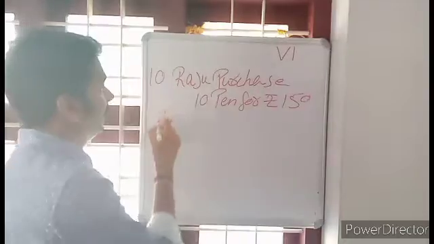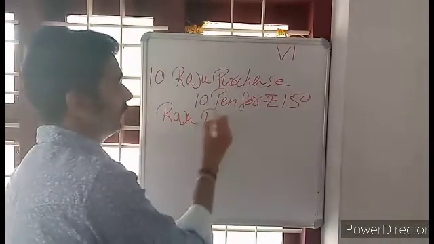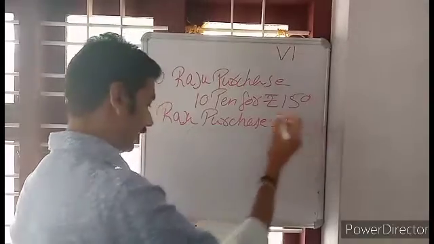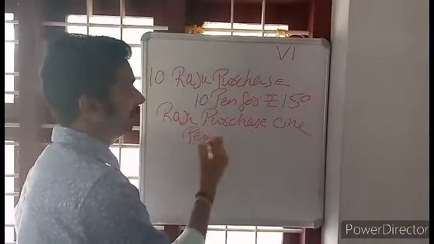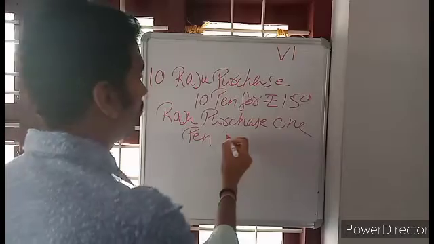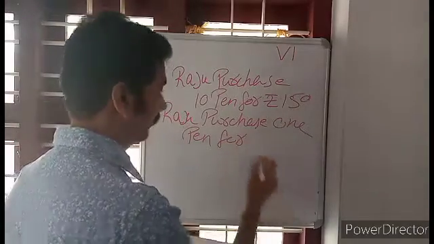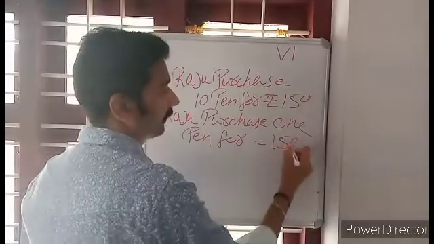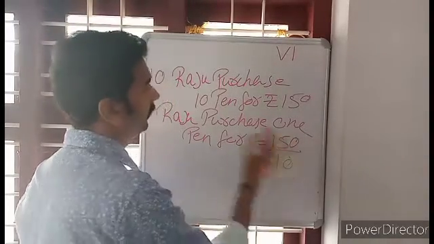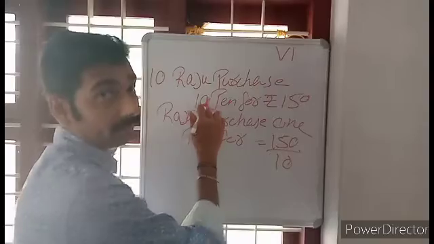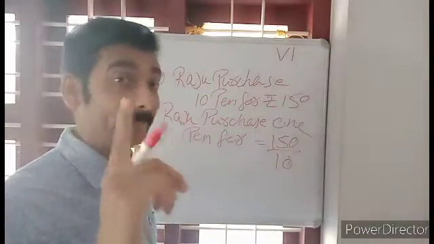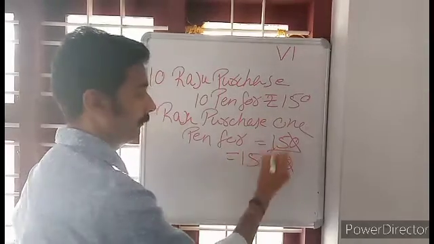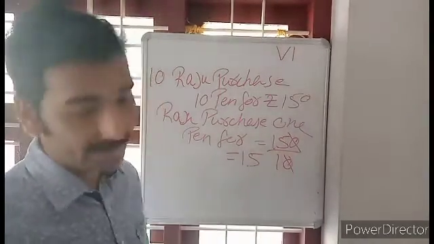Then Raju purchased 1 pen for 150 divided by 10. We find the cost of 1 pen, that means it is division. Zero cancels, 15 divided by 1 is 15.